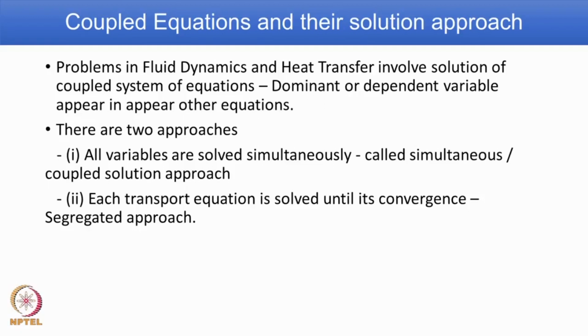There are two approaches. In the first approach, all the variables are solved simultaneously, and this is called the simultaneous coupled solution approach. In the second approach, every transport equation is solved until its convergence is reached. Then the next transport equation is triggered to get the solution. Such an approach is called the segregated approach. We will have some more explanation about these two methods.